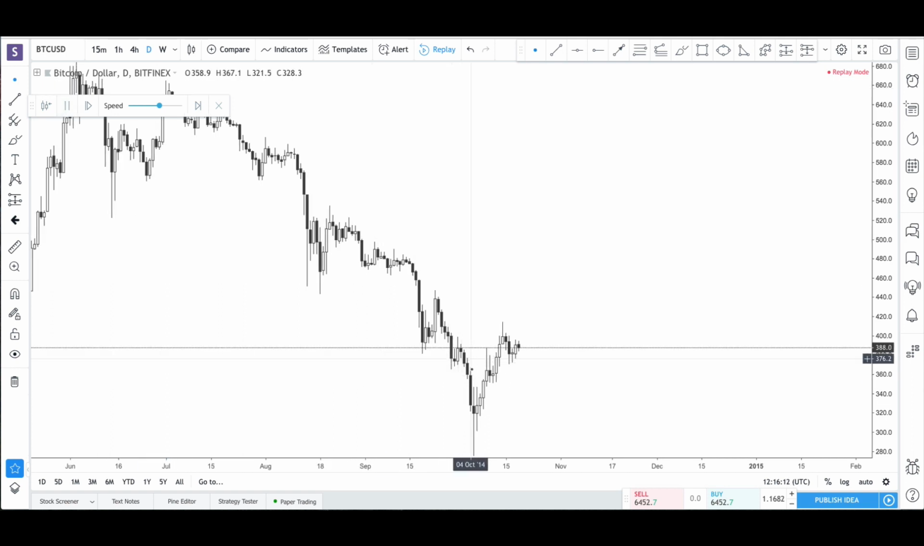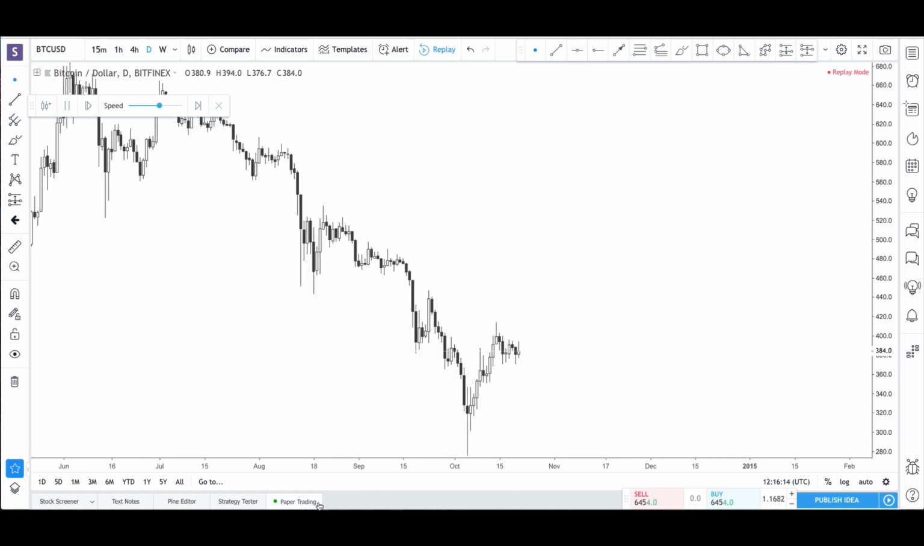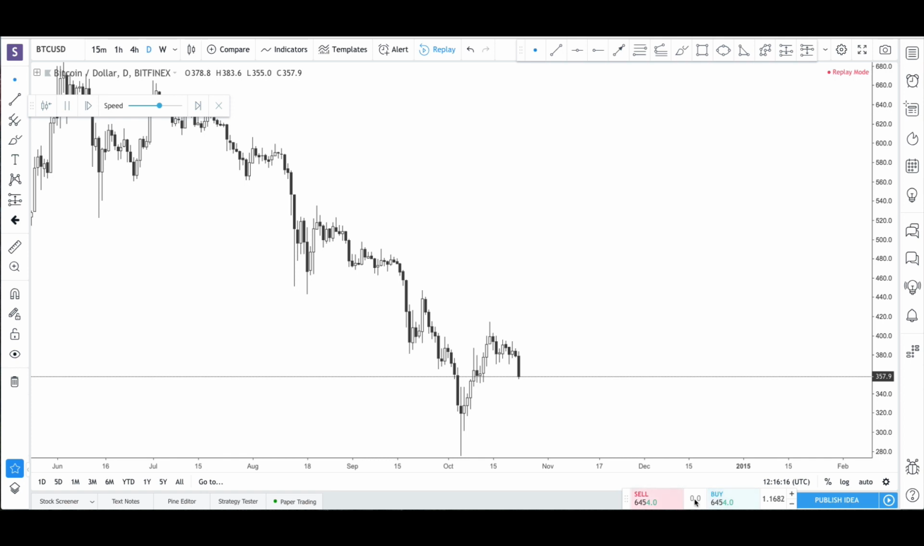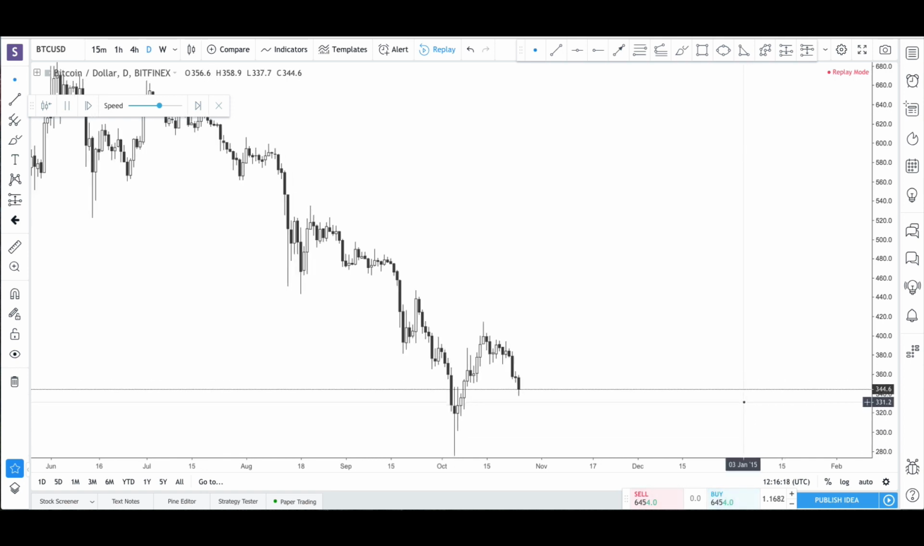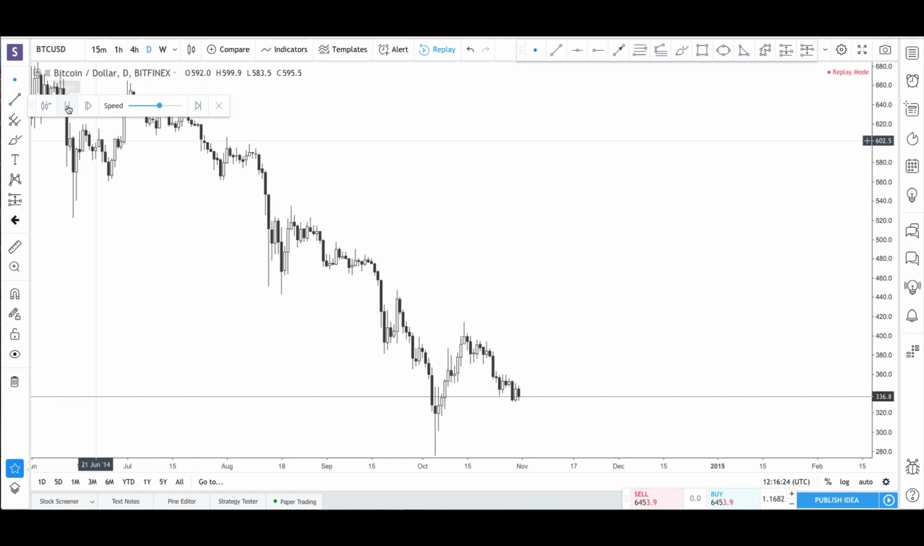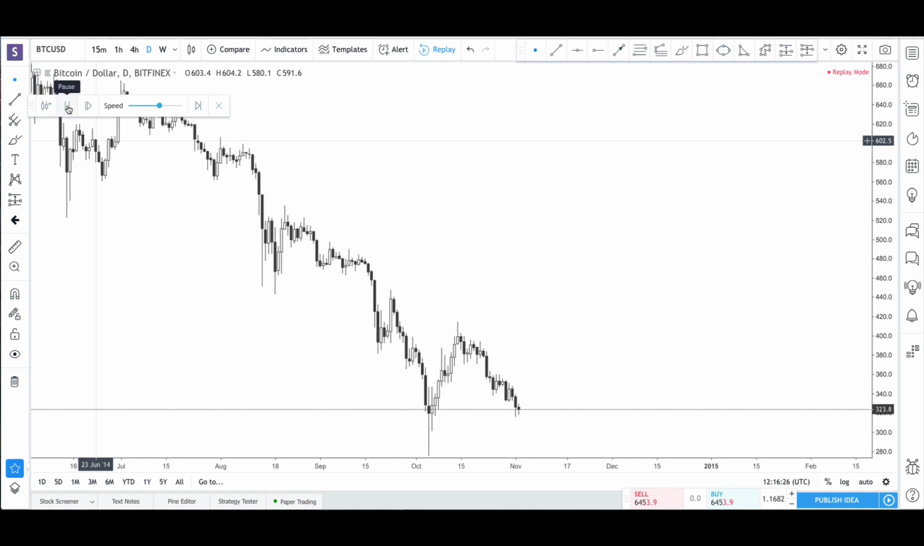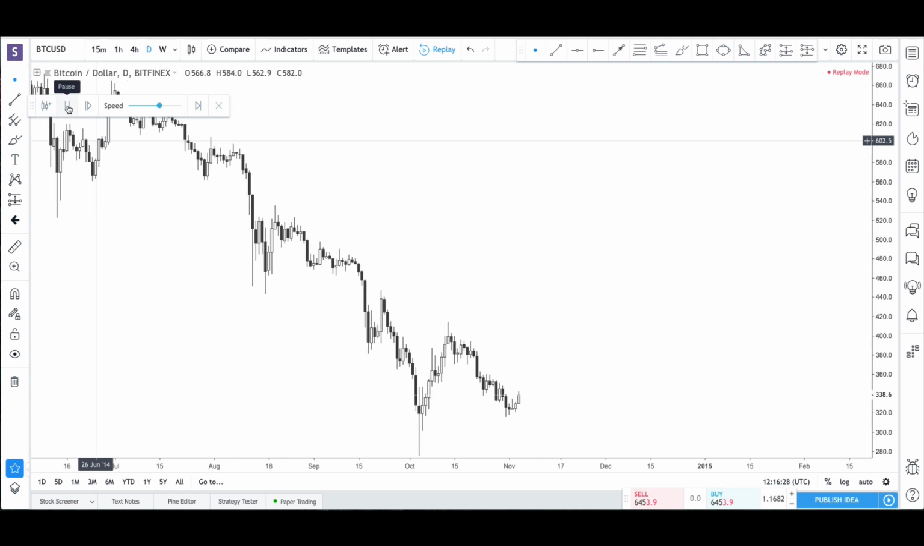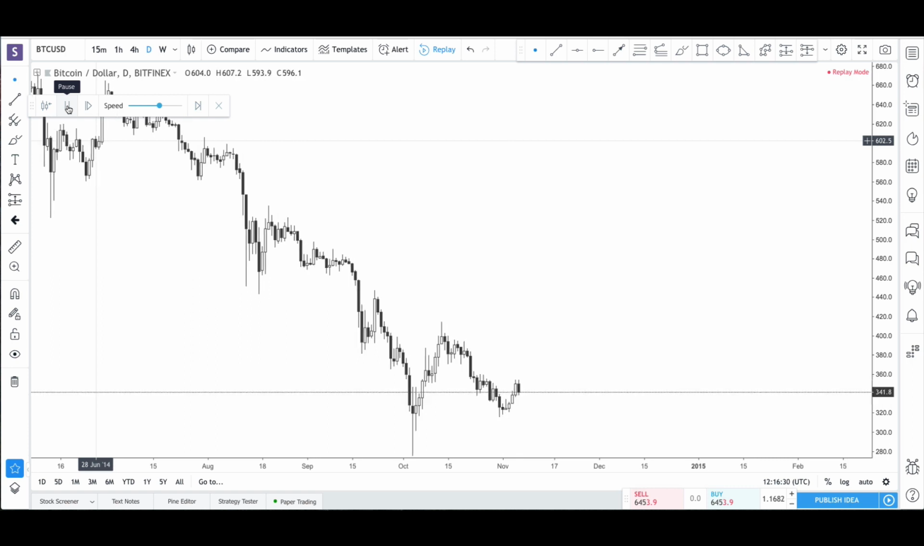I don't think this links in with your paper trading account, because if you buy and sell, that's going to buy and sell at the current price that Bitcoin is, not here. So this is simply for practice on the replay. But this is a very good way you can gain a lot of years experience in a very short amount of time.